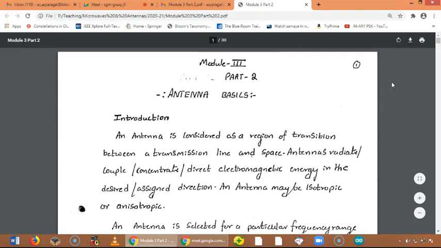Hello students. Today we will begin with module 3 and part 2, that is antenna basics. In this part 2 of module 3, we are trying to understand the basic parameters of the antenna. We try to understand the pattern, the beam area, the radiation intensity, beam efficiency, directivity, gain. These are all the antenna parameters concerned here.